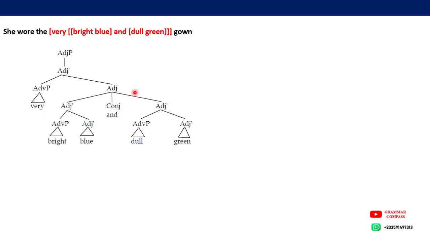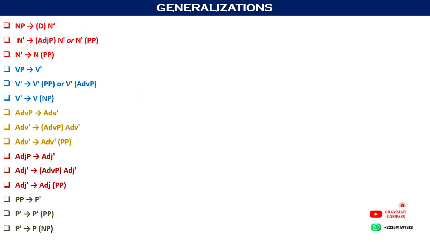We can draw some generalizations among all the rules that we have discussed so far. This will help us to identify similar patterns in all the rules that we have discussed. Now, let us draw some generalizations. Now, these rules that we have developed, the ones that you see on the left, are the rules that we have so far for the phrases.